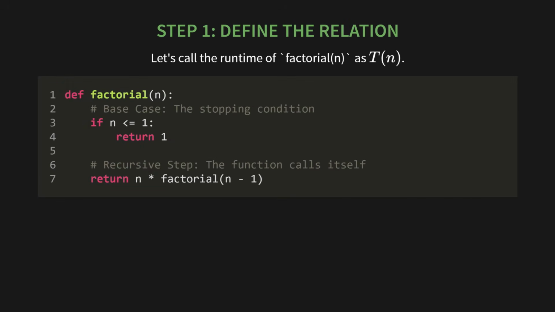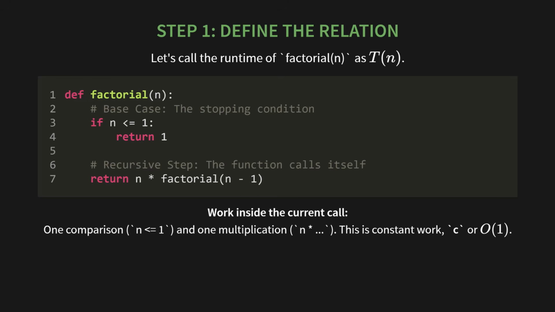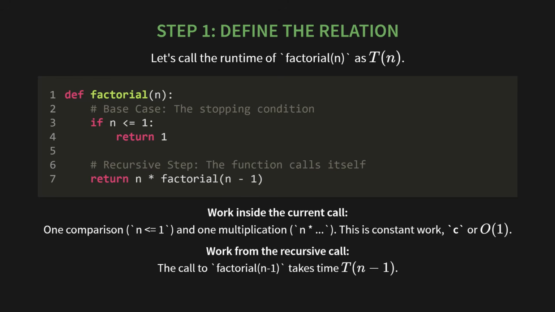Step 1. Define the relation. First, let's call the runtime of factorial of n as T of n. Now look inside the function. What's the work being done in the current call? Well, there's one comparison, n is less than or equal to 1, and one multiplication, n times something. This is constant work. Let's just call it c, or O of 1. And what about the work from the recursive call? The call to factorial of n minus 1 takes time T of n minus 1.